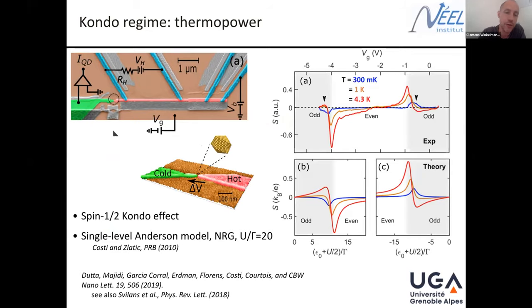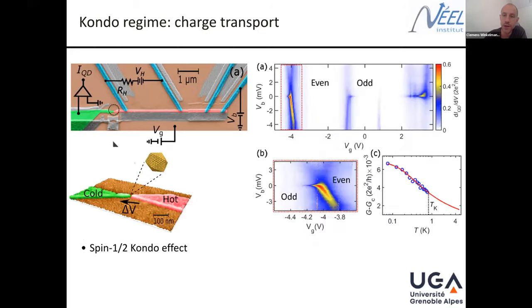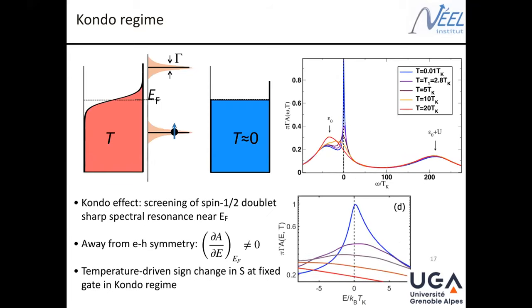So that is the first effect. If you want to have very large thermal voltage, then you need some sequentially coupled system, so something with a very sharp resonance. Now, with respect to these very wide single levels here, which are broadened by hybridization, the Kondo effect is actually again sharper, so it produces a higher signal.